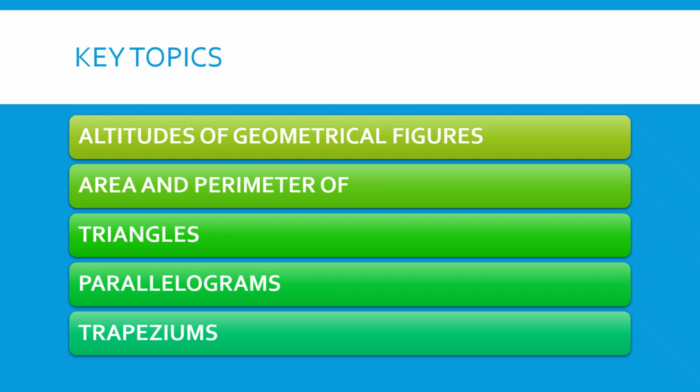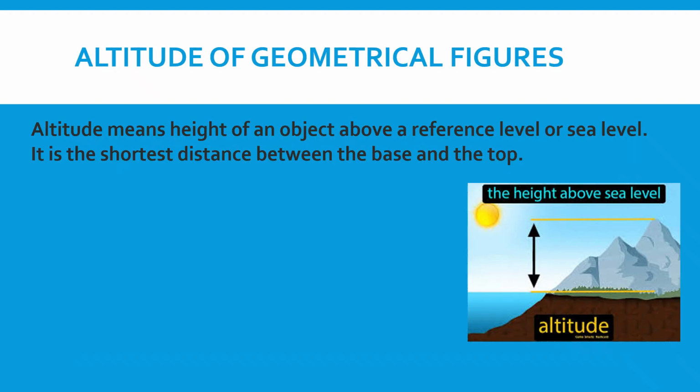The key topics which we will discuss in this video are altitudes of geometrical figures, area and perimeter of triangles, parallelograms and trapeziums. Before moving on to the main topic of area and perimeter, let's understand what is the altitude. Altitude means height of an object above the sea level, and it is the shortest distance between the base and the top. Let's understand it with a geometrical figure.